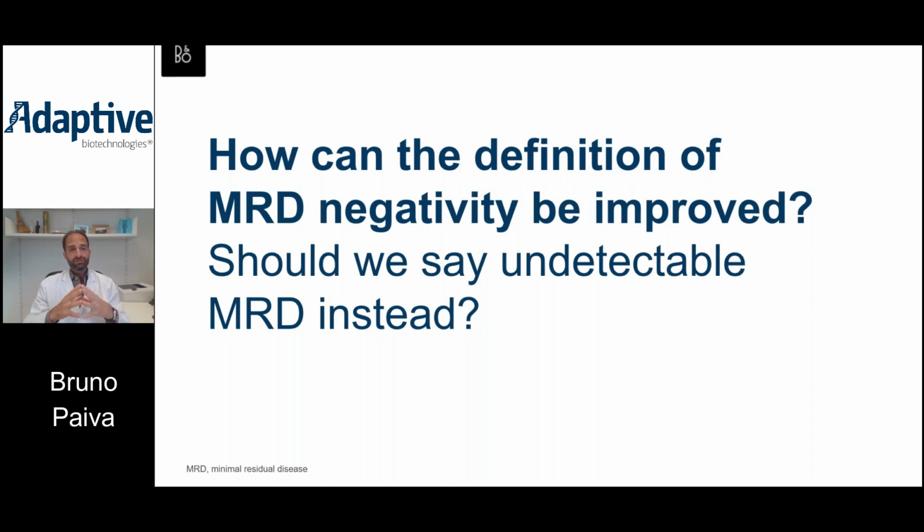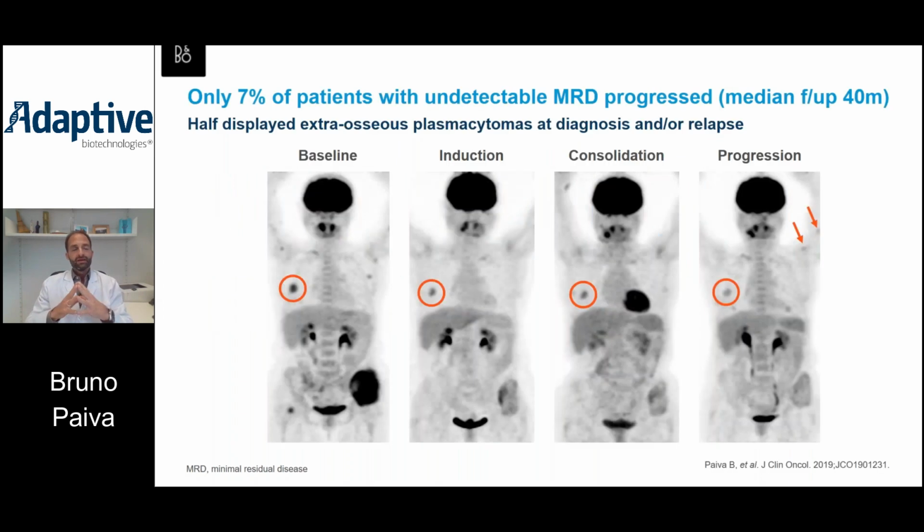Now, in light of these results, how can the definition of MRD negativity be improved? In fact, perhaps we should say undetectable MRD instead of negative. It's a matter of limit of detection. I think that the first point is to acknowledge that some patients relapse despite undetectable MRD, in this example by NGF. And interestingly, what we found is that half of these patients displayed extraosseous disease at diagnosis and or at the time of the relapse.